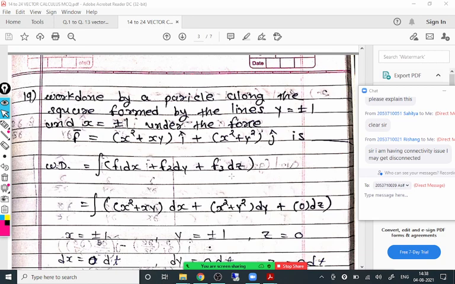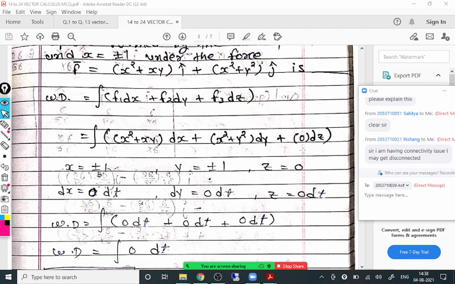One thing you can do whenever one of the options available is 0: just check whether this f bar is an irrotational field. If it is an irrotational or conservative field, the work done over a closed path is 0. And right now the path we are given is a square.